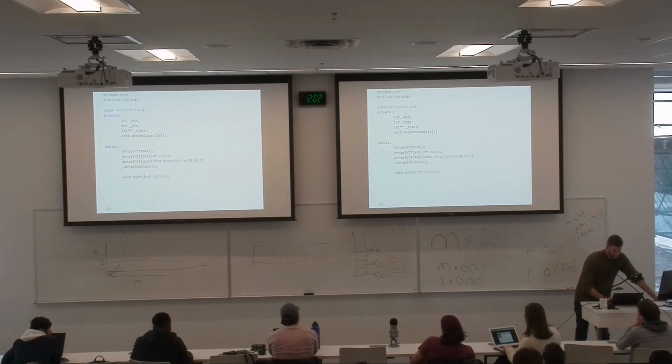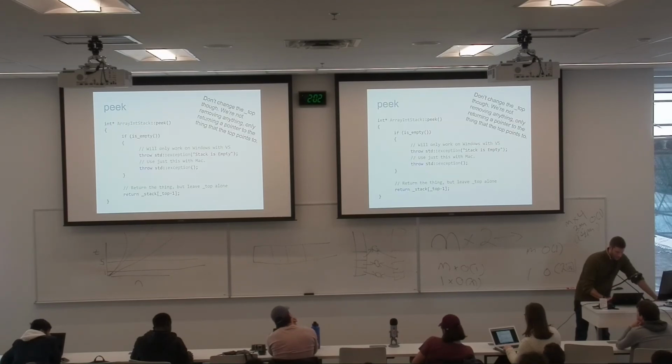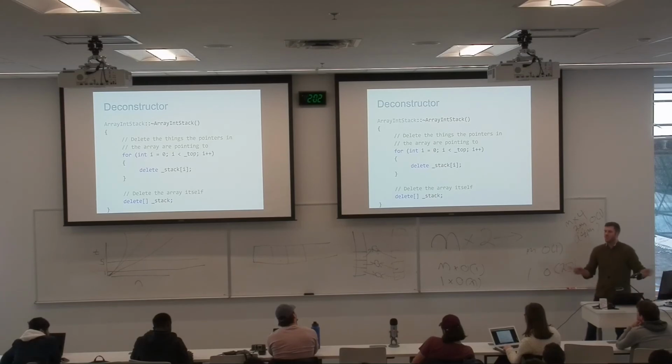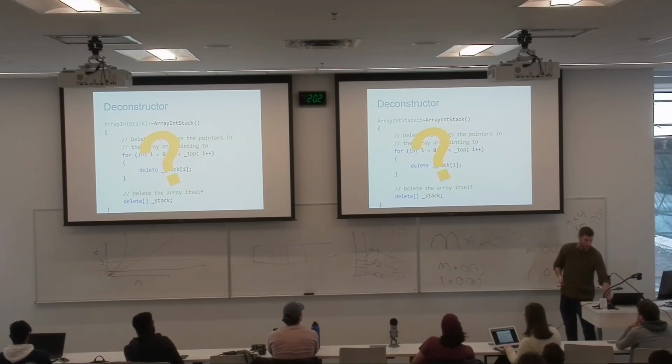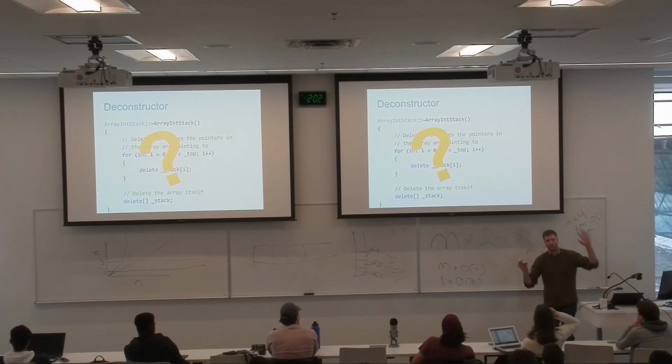See if I can blitz back to where we were. The two-string push, expand capacity, pop, peek. So here's delete. If I do something like this, we're going to be in big trouble. Do we want to actually delete the thing that the stack is pointing to? No, because the stack is not responsible for that memory. It's not responsible for creating the things that it's pointing to. Someone else is. Someone else gave me, the stack, the pointers to the things.